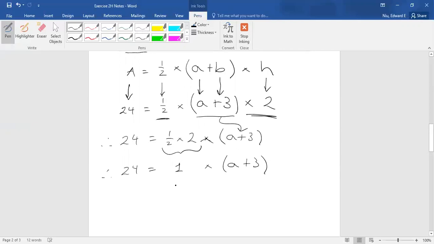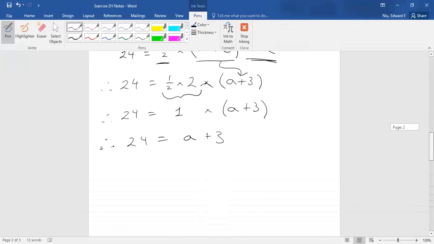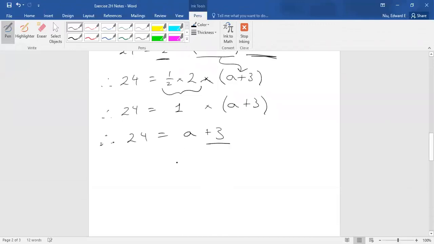If we expanded this out, we're left with 1 times a, which gets us a, and 1 times a positive 3 gets us positive 3. So we've basically eliminated these two terms. Now that we've got a simpler equation, we can start dealing with the plus 3. How do we get rid of this positive 3? If you said we throw it to the other side and change it to a negative 3, you're correct.